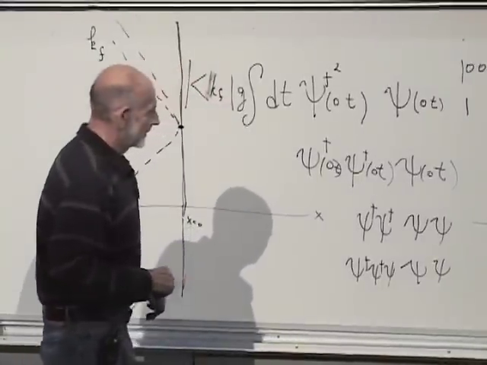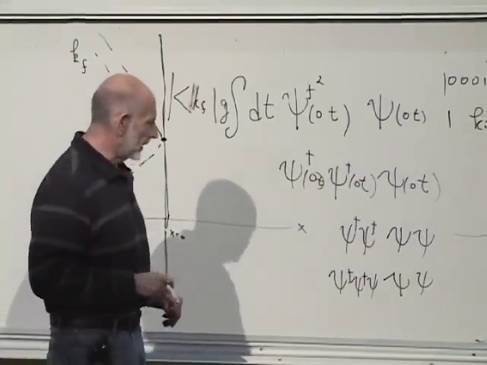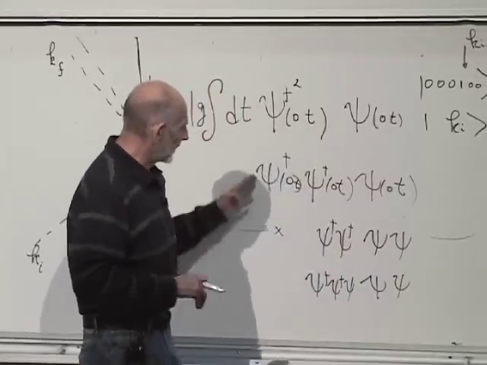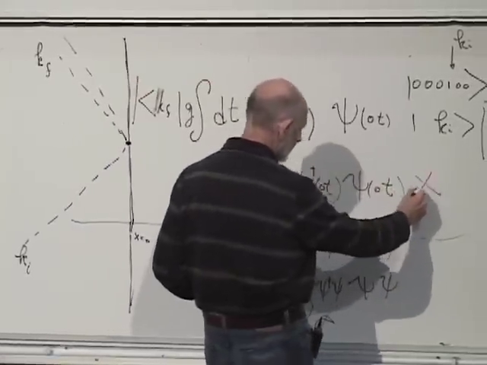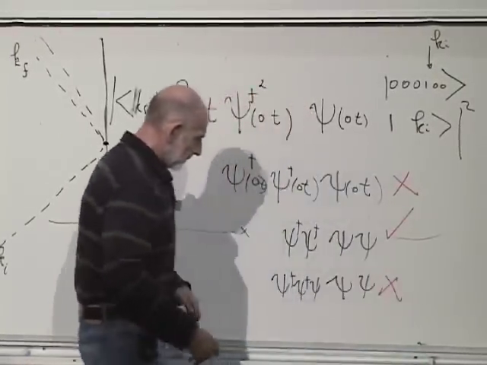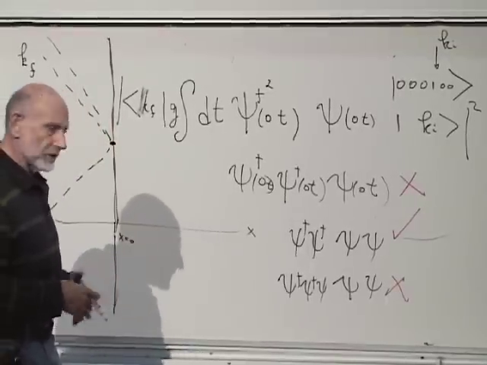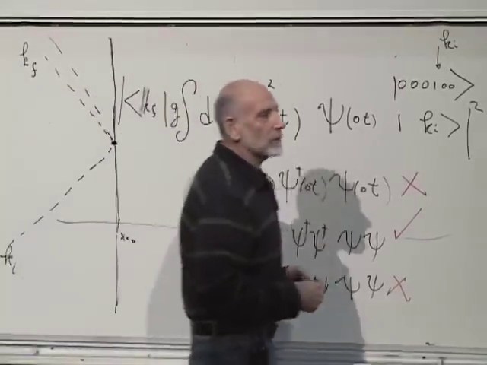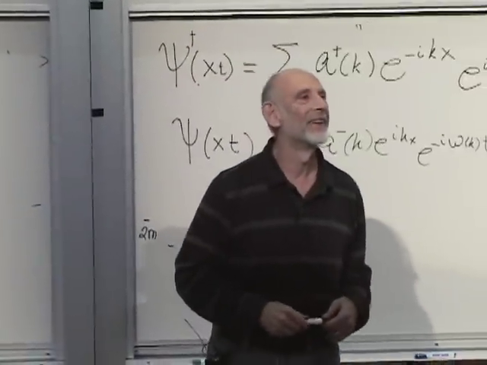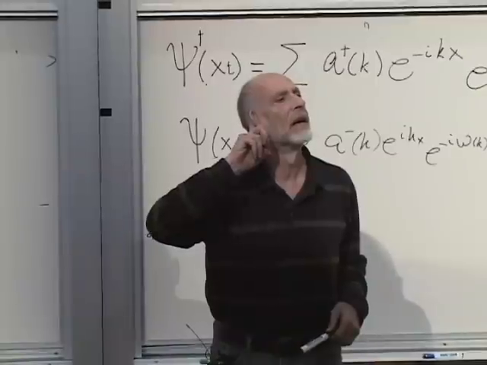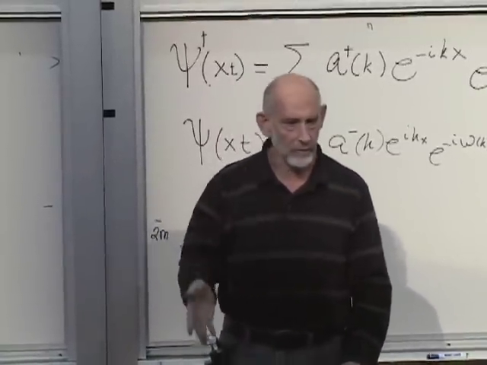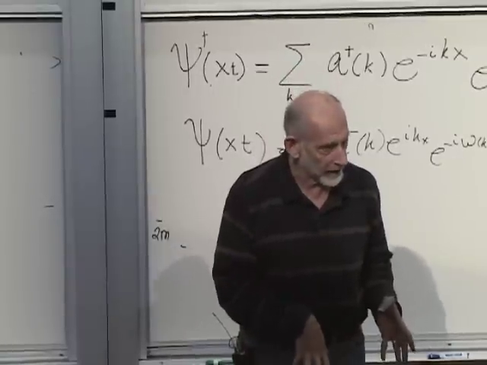Same number of creation and annihilation. Right? Same number of psis as psi daggers. This is not allowed. This is allowed. This is not allowed. The rule is same number of psis as psi daggers. Is there another way to express that? Does the order matter? It's not a question of the order of the operators. It's the number of psis versus the number of psi daggers.